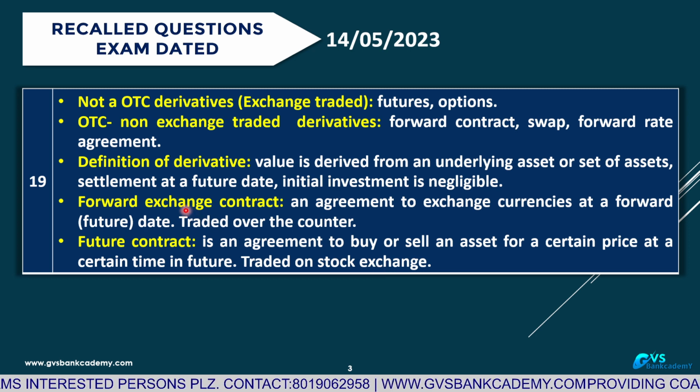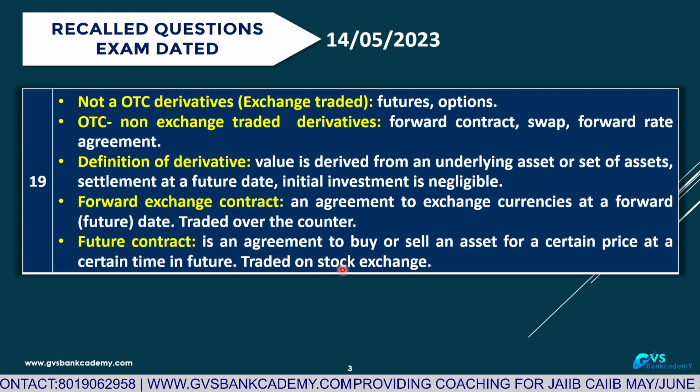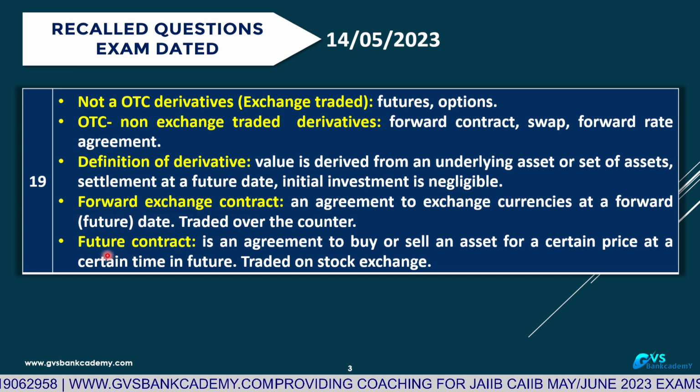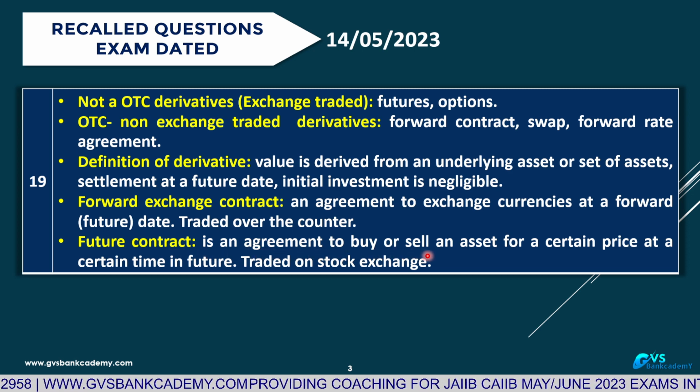What is the main difference between forwards and futures? Forwards are non-exchange traded, futures are exchange traded. On this basis, we can discuss 2-3 differences. In a forward exchange contract, we can write the forward for any amount. In a futures contract, only stock exchange prescribed norms apply. Initial margin is not required for entering into a forward exchange contract, while in a futures contract initial margin is required.